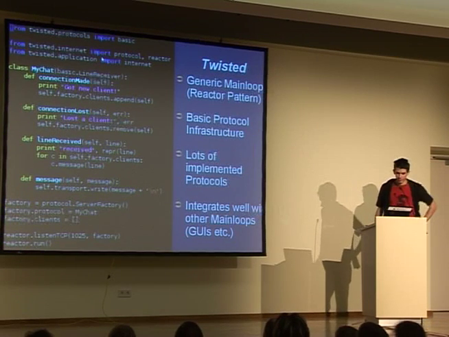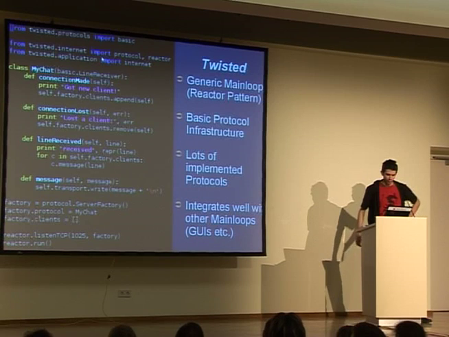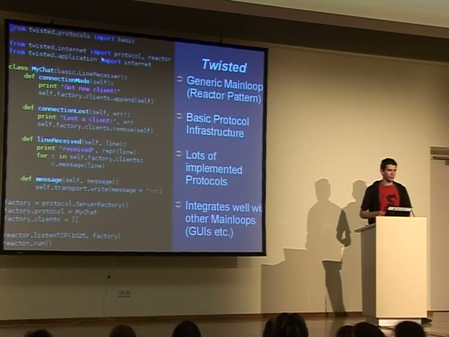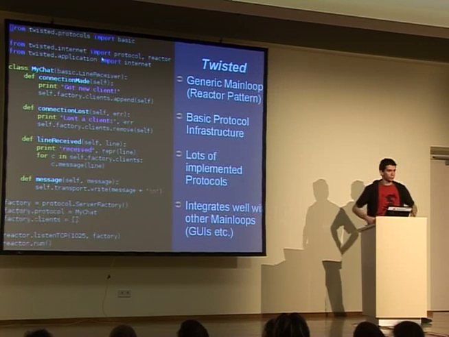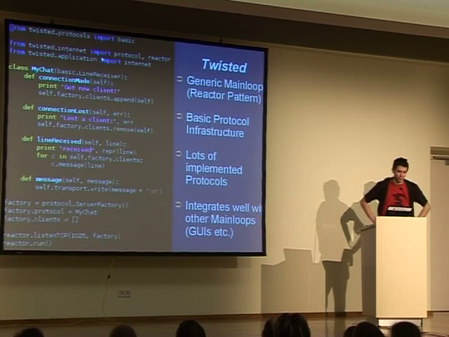Twisted is a framework for Python for asynchronous programming, and it's huge. It has its own secure shell server, it has its own web server. The protocols are abstracted in a way that both client and server can share common parts, and it integrates well with various graphical user interface toolkits. It can integrate external main loops, and it has a very nice basic protocol infrastructure, which is the main reason I built on it, because I'm dealing with protocols. That's what I'm doing.